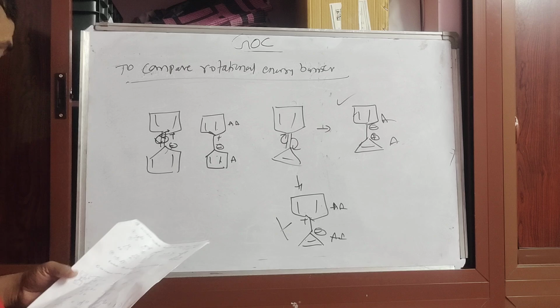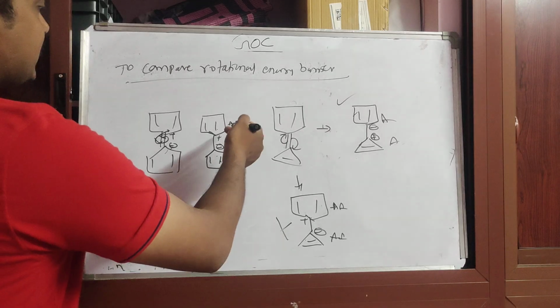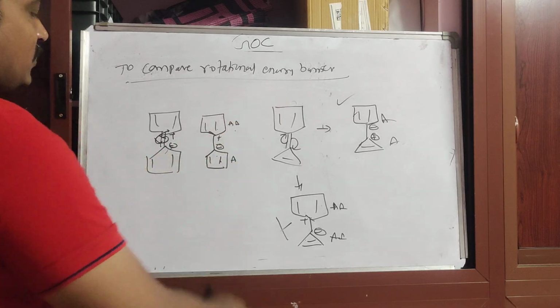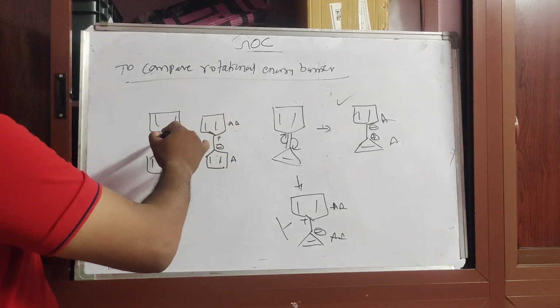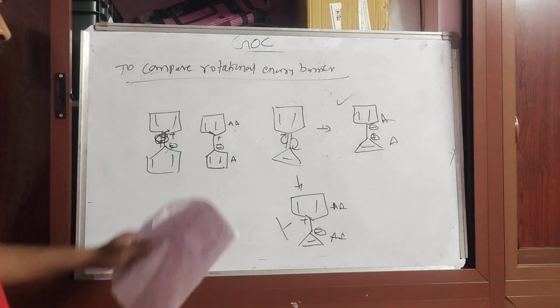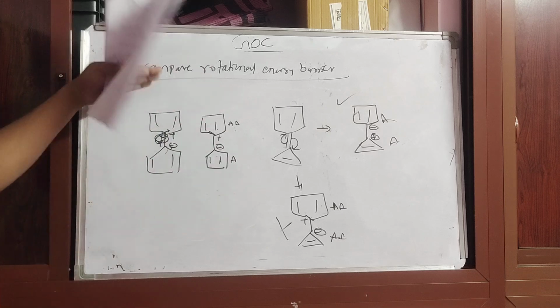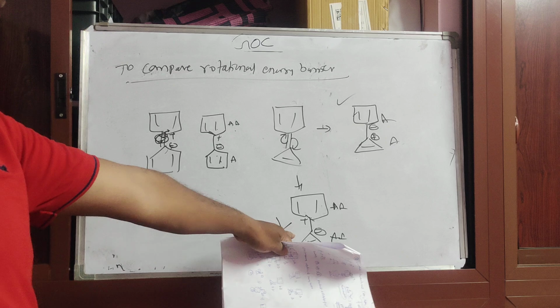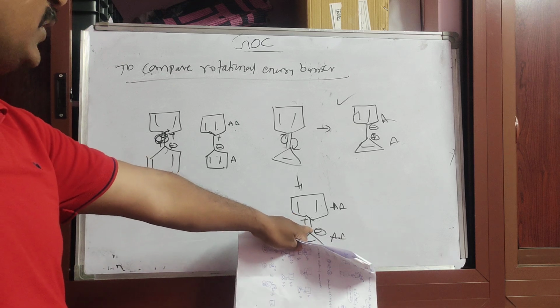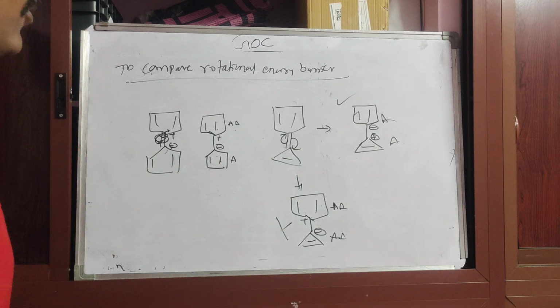Next, the same as this. This is the rotational energy barrier. It means the electrons move, one upside and another downside, depending upon the stability of the molecule. We can move the electrons.